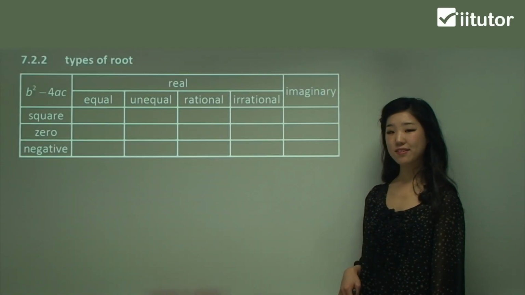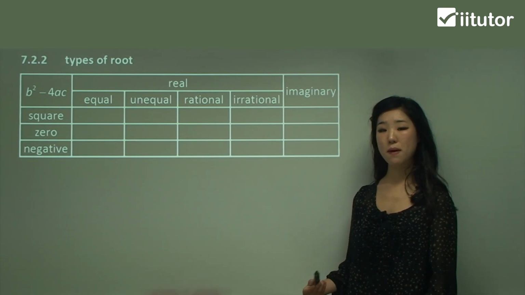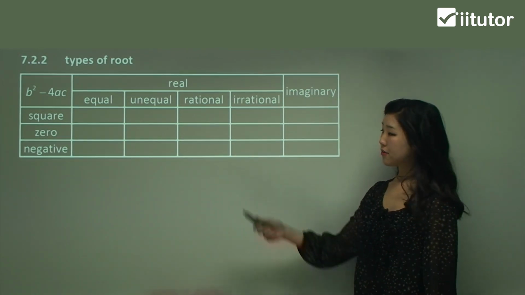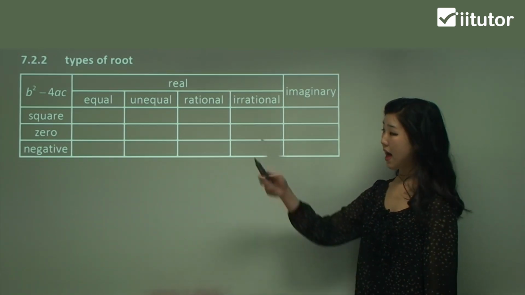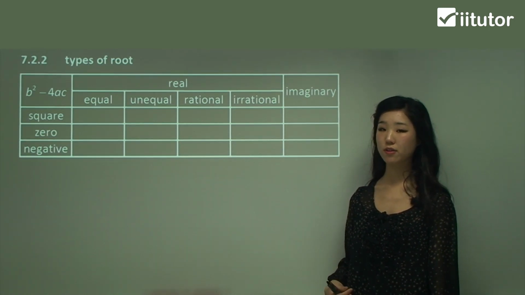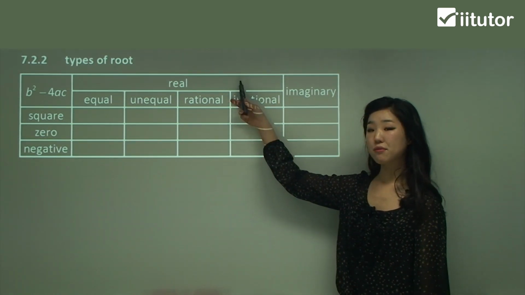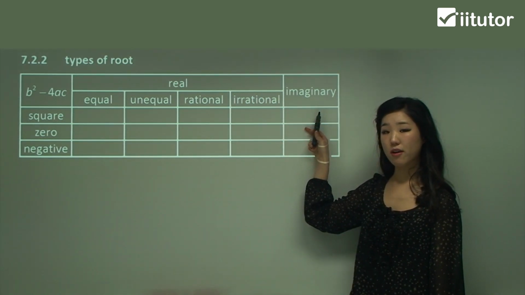Okay guys, now I want to discuss the types of roots. So different discriminants can tell us about the behavior of the roots. This table discusses what happens to the actual roots of a quadratic function as the discriminant changes. First of all, a root can be either real or imaginary, okay?